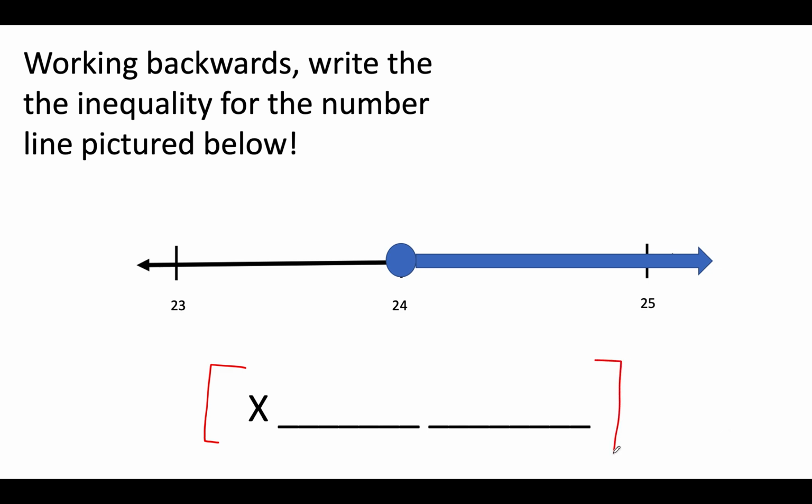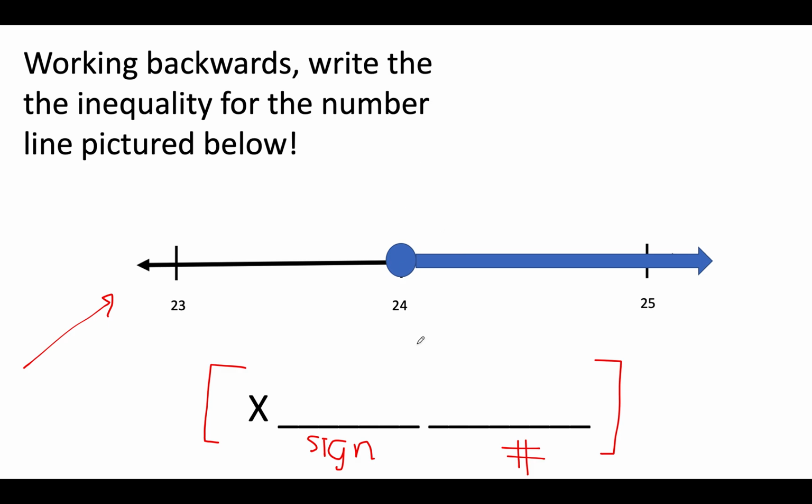So I left 2 blanks. Again, we're going to need a sign, and we're going to need a number, right? So using this information up here, can we give us the inequality? And I said, working backwards, write the inequality of the number line pictured below. Okay? I think the easiest way to do this is go by the steps.